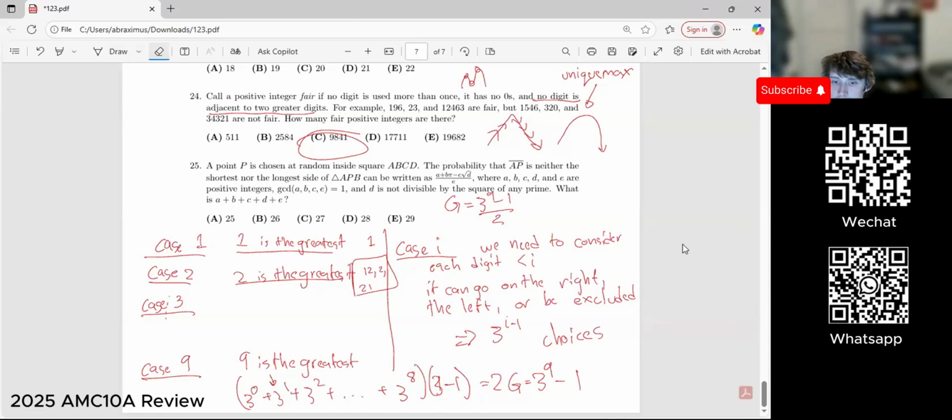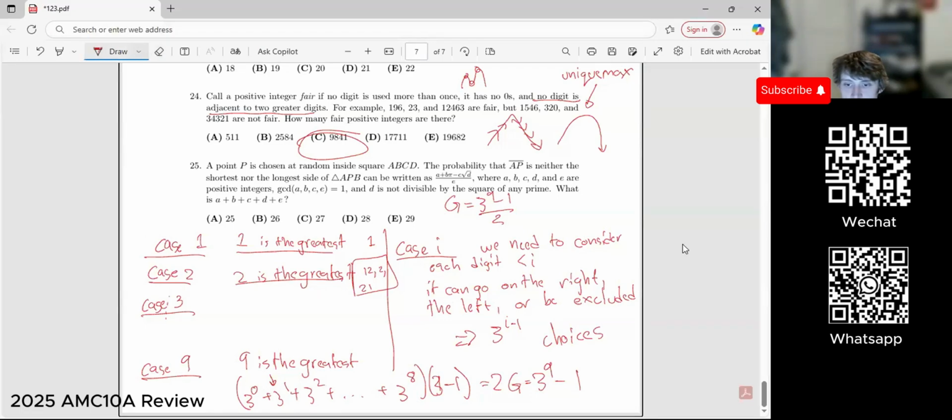So that gives us 3 to the I minus 1 choices. The reason it's I minus 1 is because it has to be strictly less than I. That's why it's a geometric sequence.